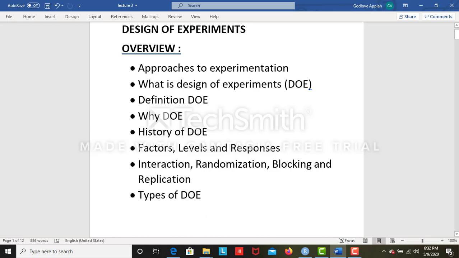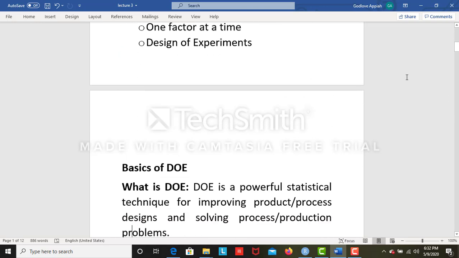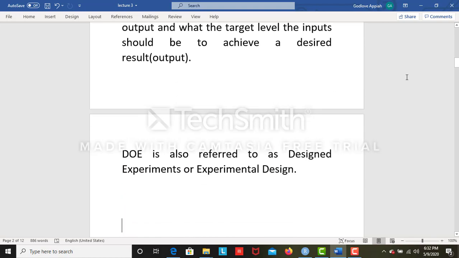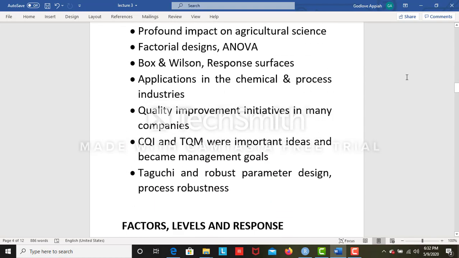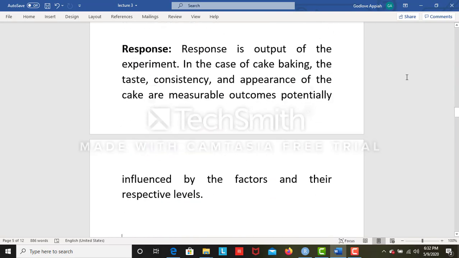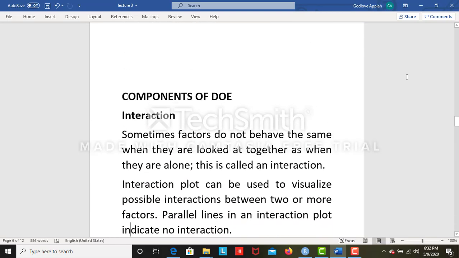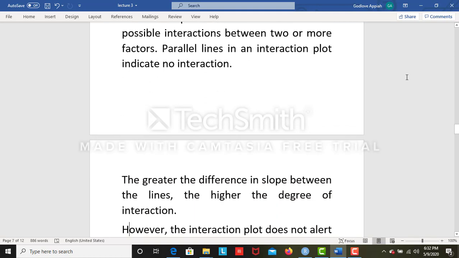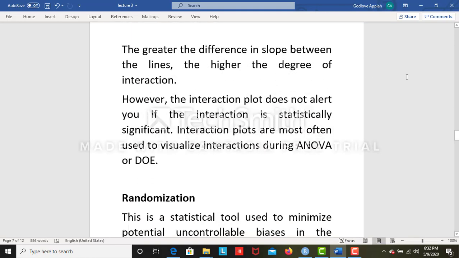When you look down the notes, we have the types of DOE to be full factorial design. We have one factor at a time. We also have screening experiments, and we have fractional factorial designs. So the purpose of today's lecture is to look at a factorial design analysis in the R software.